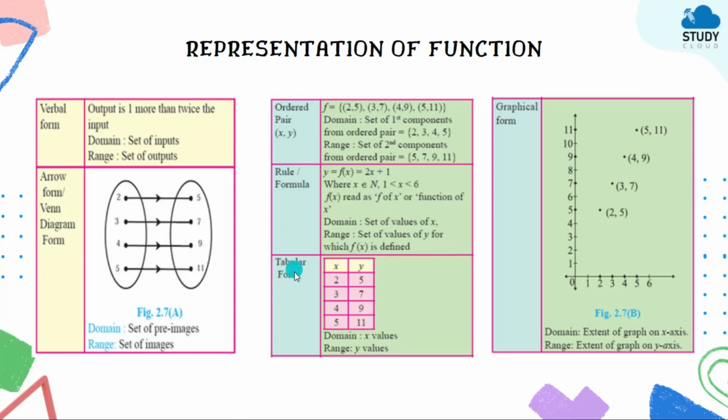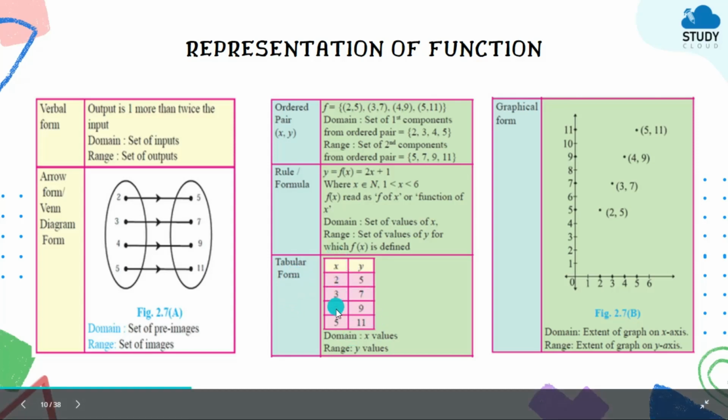Next is the tabular form. Here you see a table. Here is the value of x and here is the value of y. Domain is the values of x and range is the values of y.